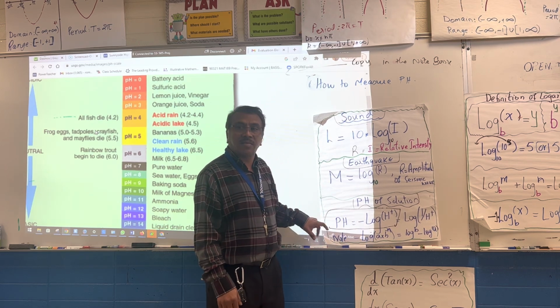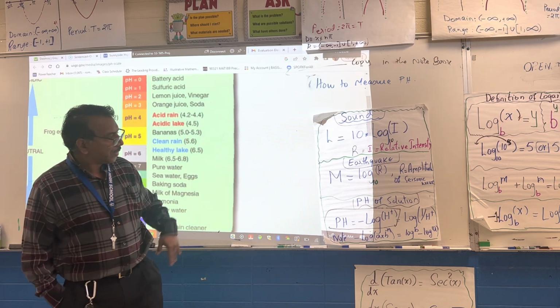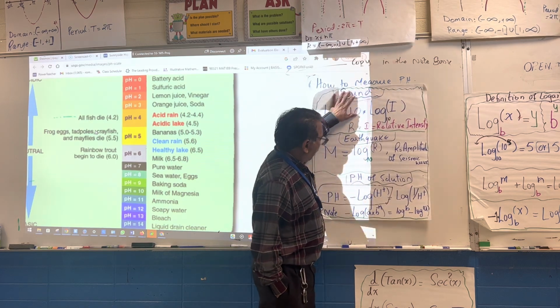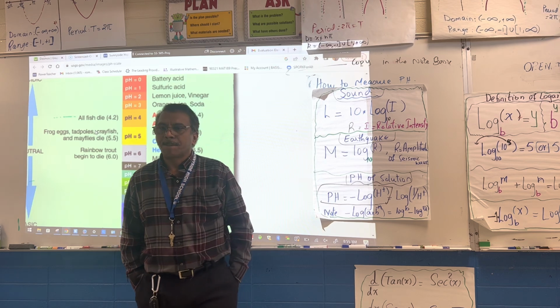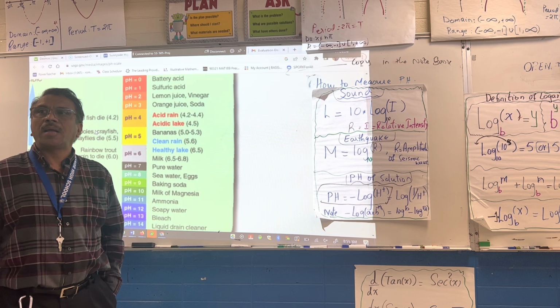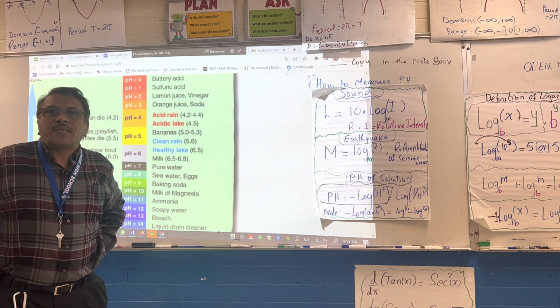Can you copy this last formula again, even if you copied it in the notebook? Write it one more time. The last one only. So pH equals negative. Now everybody questions why the heck this negative, where does this negative come from, right?